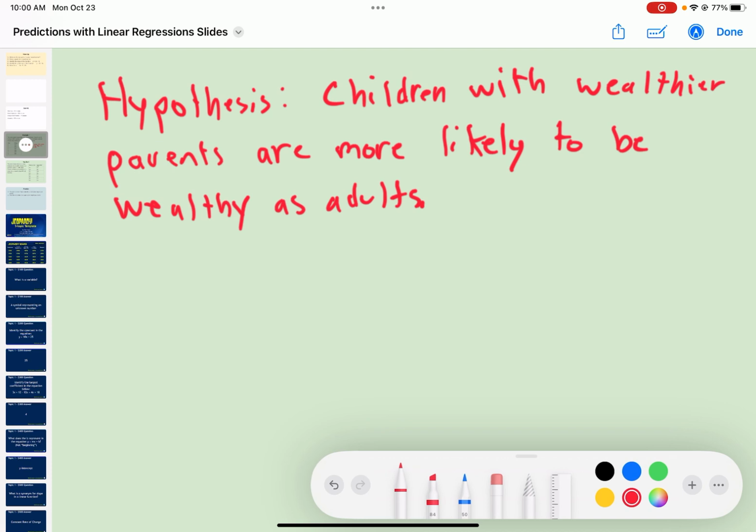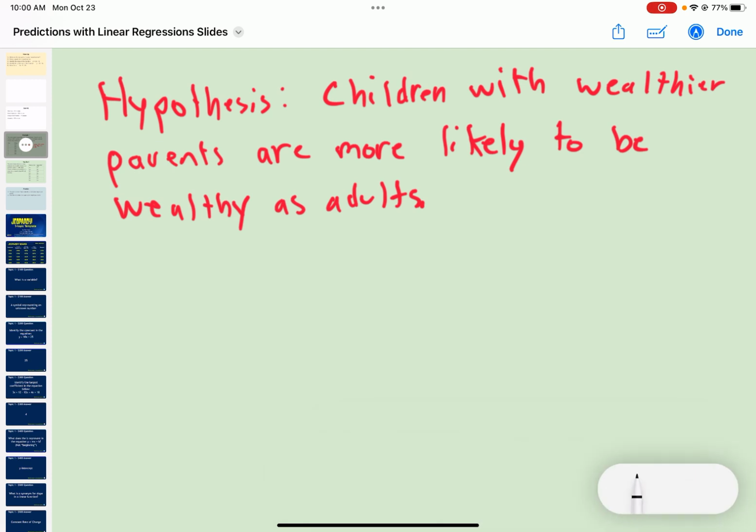So imagine I'm an economics researcher, and I believe that one of the biggest predictors of how wealthy you will be as an adult is how much money your parents make when you're a kid. So my hypothesis is that children with wealthier parents are more likely to be wealthy as adults. That seems like a pretty sound hypothesis, right? But I need to be able to test that. I need to be able to confirm that my hypothesis is true.